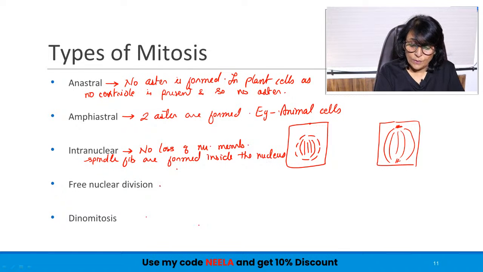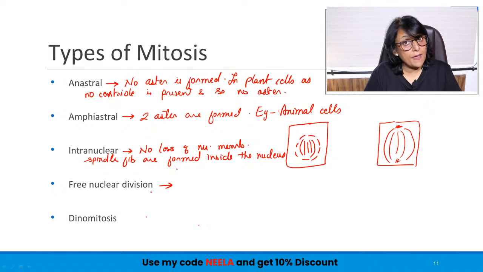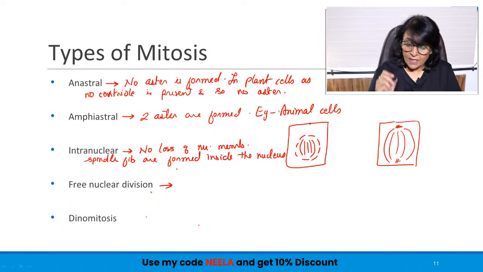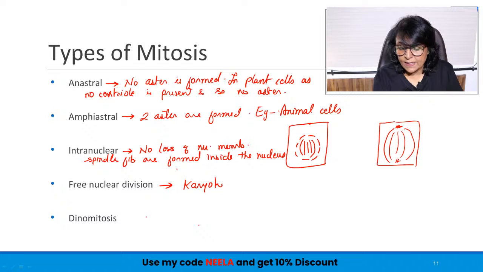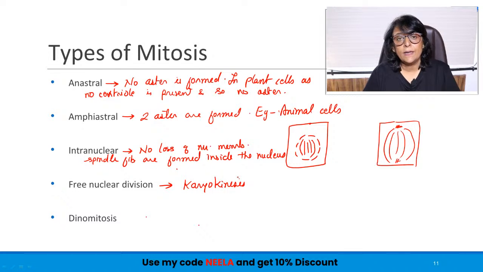Now, the next type, this is again very, very important. Free nuclear division. In this case, karyokinesis takes place, but it is not followed by cytokinesis.